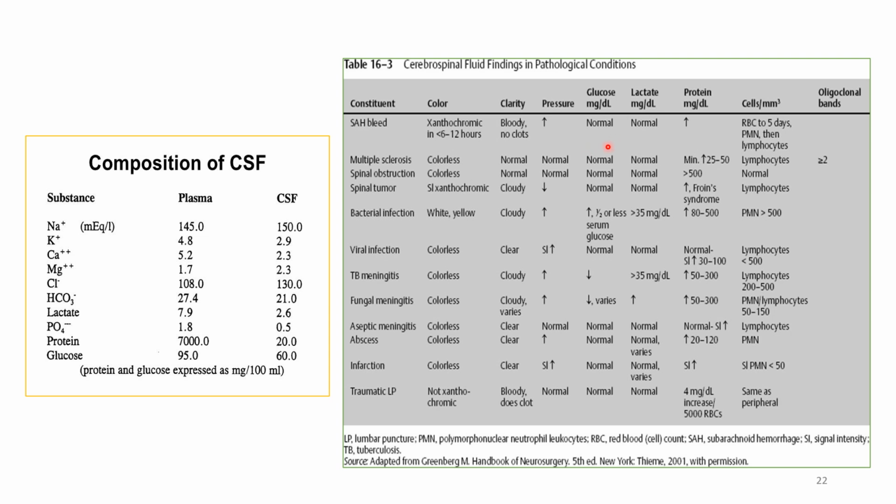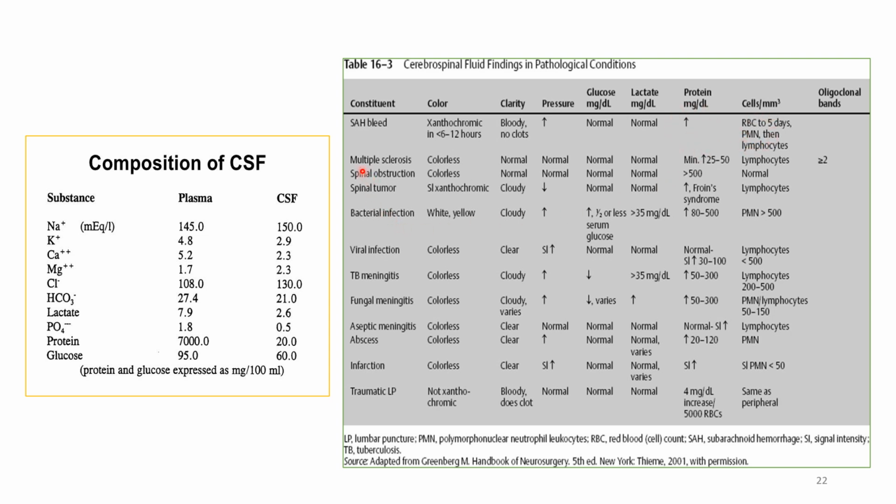Here we look at the glucose. Glucose is normal, lactate is normal, but proteins are increased. Proteins are increased, and we have to look for RBCs in the case of a bleed. RBCs are present, polymorphonuclear cells, that is neutrophils, are present, and lymphocytes are also present. So in a bleed, you can see cells from the blood, and the protein is increased.